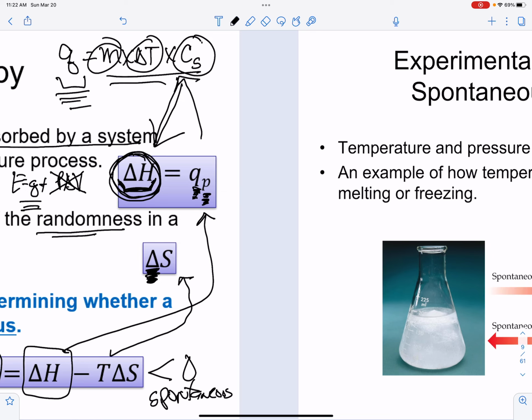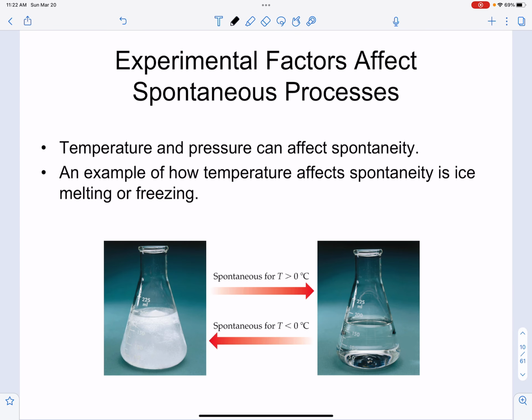So instead of wasting hours and hours in the lab trying to run a reaction, you can calculate it first and then determine, yes, that's a viable reaction. So spontaneity can be affected by different factors. Some different factors can affect how spontaneous a system is. And temperature is a classic example.